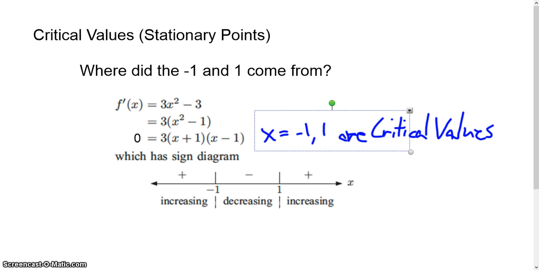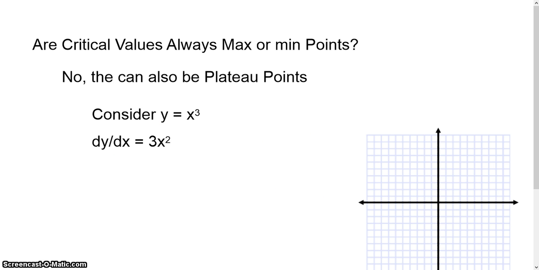The key is that we are changing from increasing to decreasing. If I was increasing and I changed to decreasing, that's going to give me a max point. If I change from decreasing to increasing, that's going to give me a min point. If I had a case like this where it's y equals x cubed, my derivative is 3x squared, the only critical value there would be at 0.